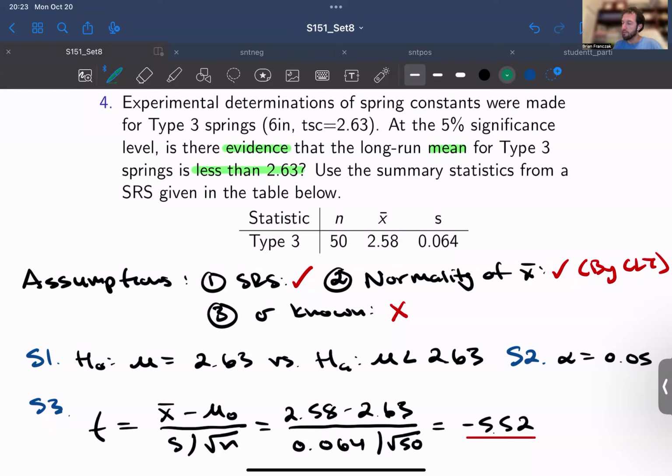So our null hypothesis is that the population mean mu equals 2.63 against the alternative that the mean is less than 2.63. Again, the alternative hypothesis reflects the question. On step 2, we state our significance level, which is 0.05 or 5%. And on step 3, we compute our test statistic, which is a t value: x bar minus the hypothesized mean divided by s over the square root of n. When we plug in, we end up with negative 5.52.